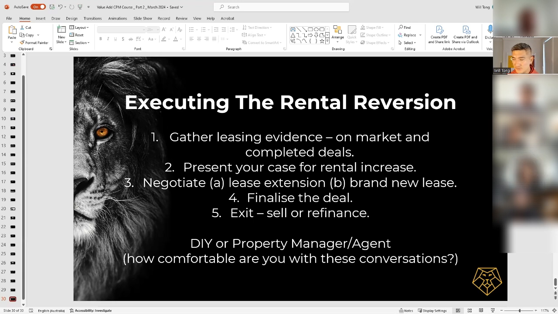So yeah, any questions, guys? I don't think I covered everything about executing the rental reversion, but this is just a framework.